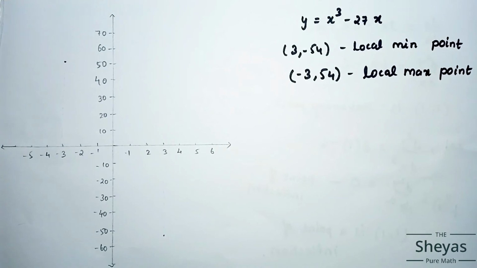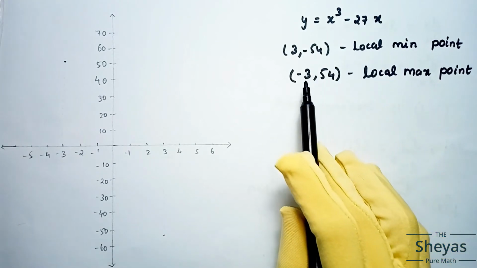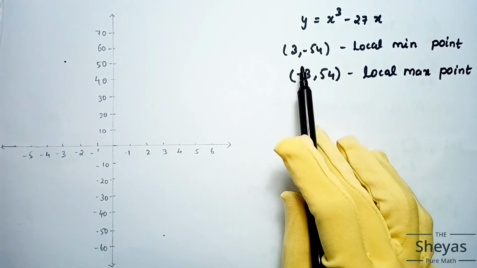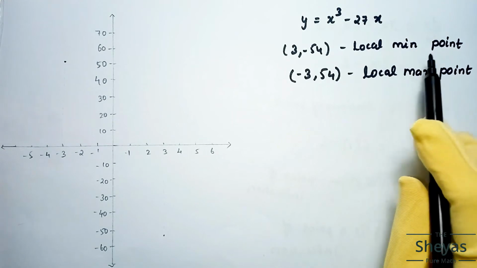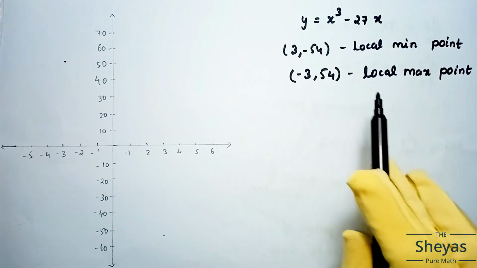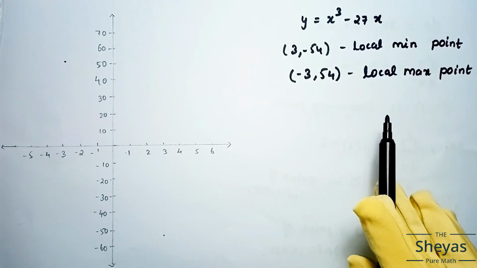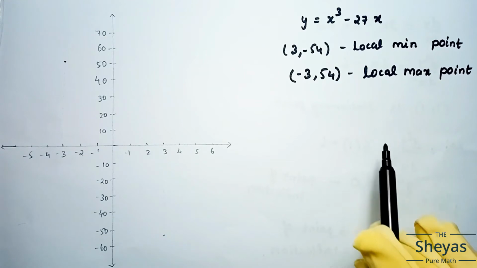Now we are going to sketch the graph. What is the function? y is equal to x cube minus 27x. What are all the things we have got? 3 comma minus 54 is the local minimum point, and minus 3 comma 54 is the local maximum point. These are the points we have obtained from the problem. Now using all this, you are going to sketch the graph.